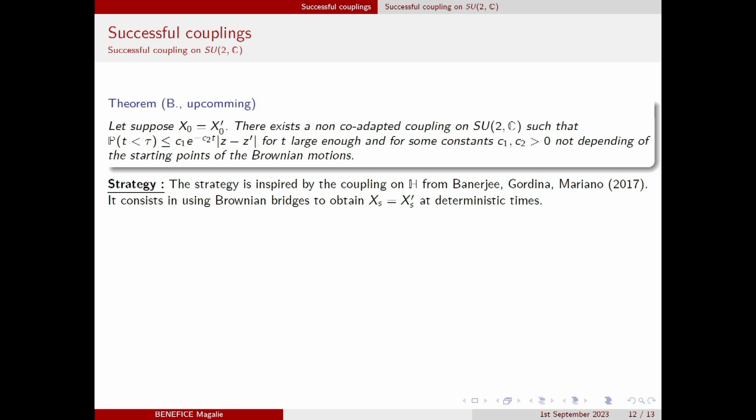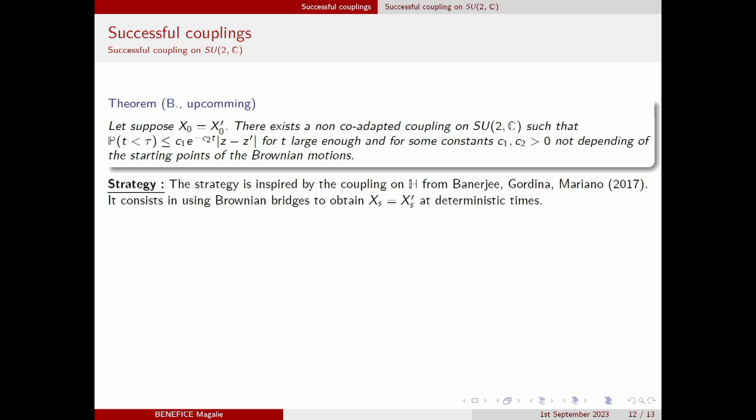Here, we suppose that the horizontal Brownian motions, so the Brownian motions on the sphere, start from the same point. So I just have swept areas that are not equal. What I can show is that I can have a successful coupling with that. And what's more, the coupling rate is exponentially decreasing, and I can get an upper bound in terms of the starting points, so the difference of the starting points for the swept area, z and z'.